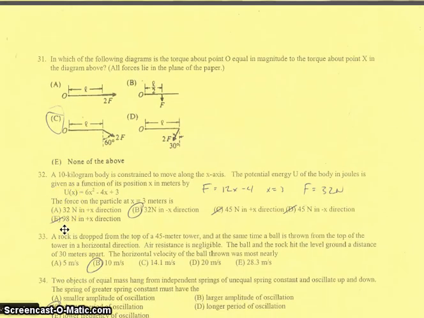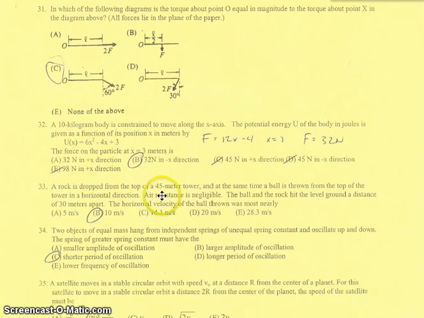Number 32, we have the body is moving, we have potential energy, so we have a potential energy function, okay? And then to get to my force function, I take the derivative of that. So the derivative of this function is this function, which is my force function. And then I just solve by substituting in what I'm looking for, because I'm looking at a certain position, x equals 3.